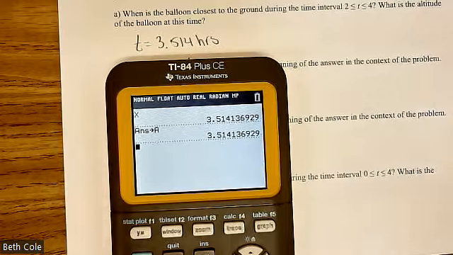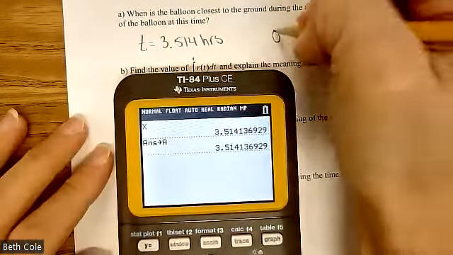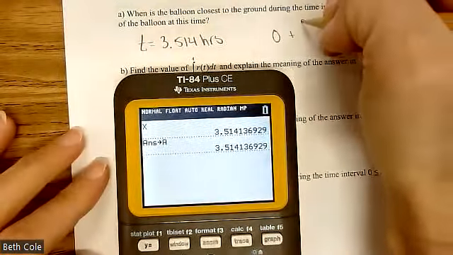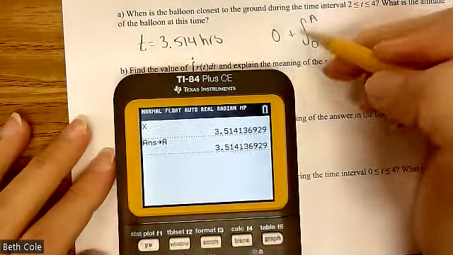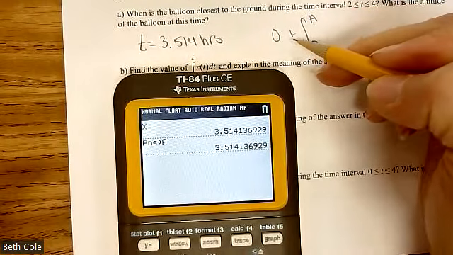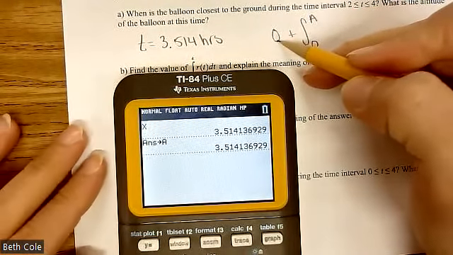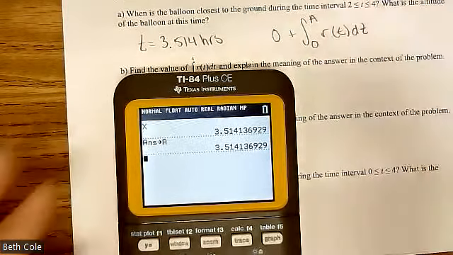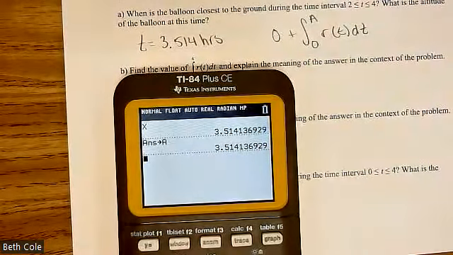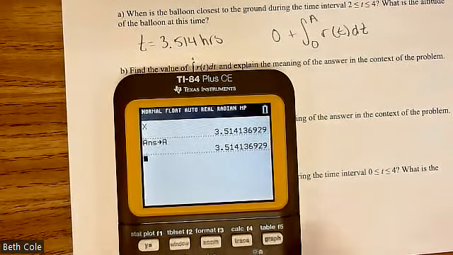So to get where the balloon is, you take where it started, which was the ground, plus its accumulation from 0 to A. I'm writing that 0 because it's not always 0, and it's important to know that that's there. It's where you started plus your accumulation. And then you're going to type that in.